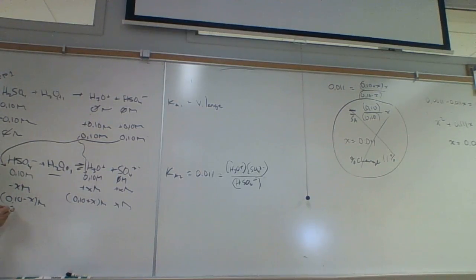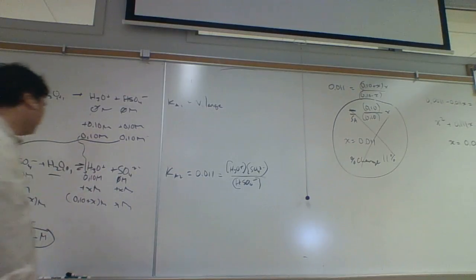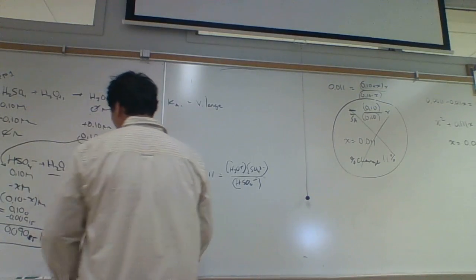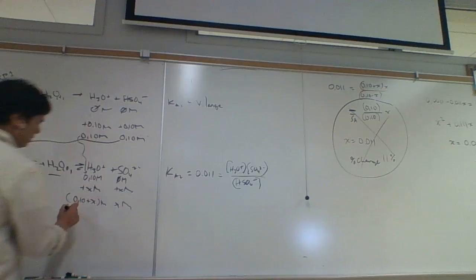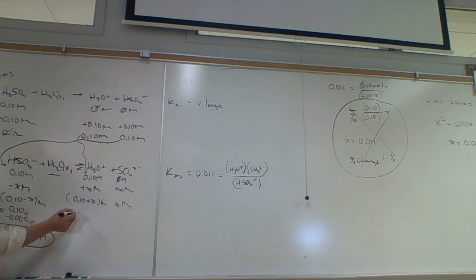And so this is going to be 0.1 minus 0.00915 gives me 0.09015, or 85, sorry, 0.85. So it's about 91% unreacted here. And then over here, the hydronium, I'm going to get about 9%, 10% more hydronium.